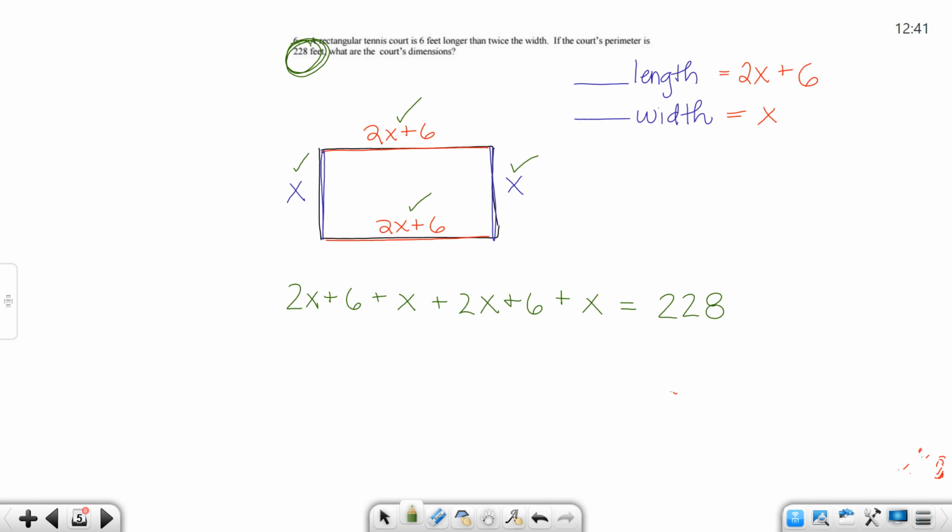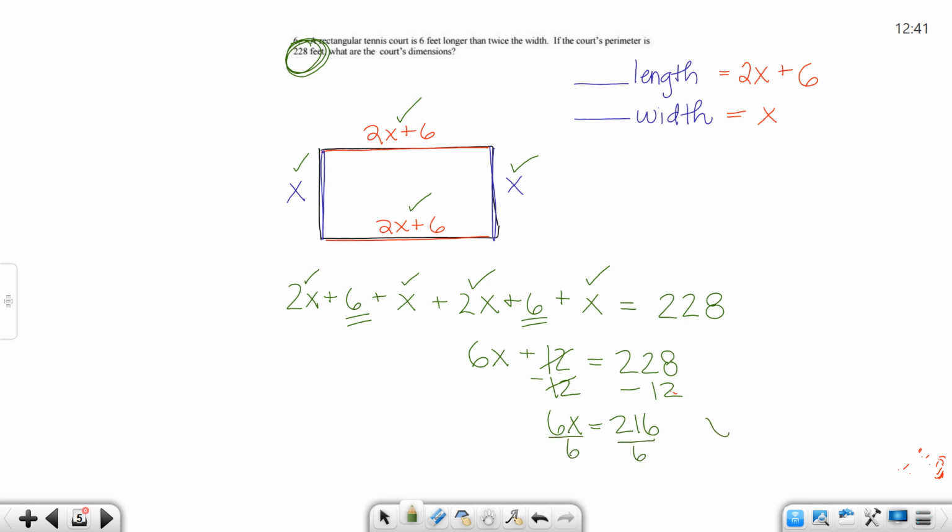To solve the equation, we'll add up all of our x's. 2x plus one more would be 3x, 4, 5x, 6x. So we get 6x on this side. 6 and 6 would give me 12, and that equals 228. I'm going to subtract 12 from both sides, and 6x would equal 216. I'll divide both sides by 6, and x should equal, double checking with my calculator, 36.